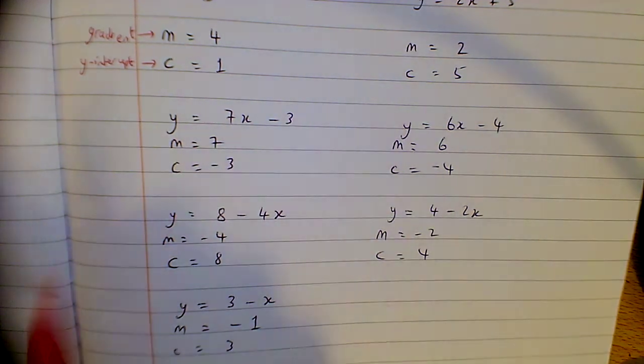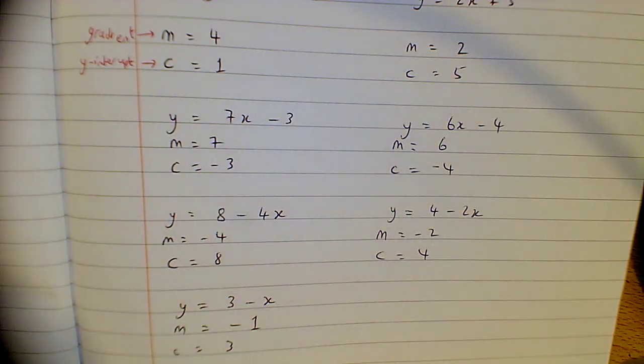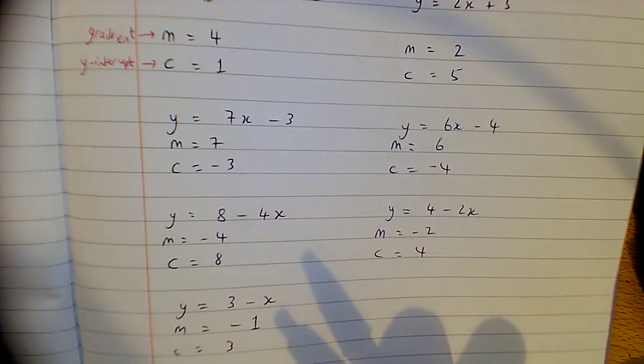Hopefully you got the idea of how to get the m and c values. That's all you're going to do. Write down the values of m and c. M is the gradient and c is the y-intercept.